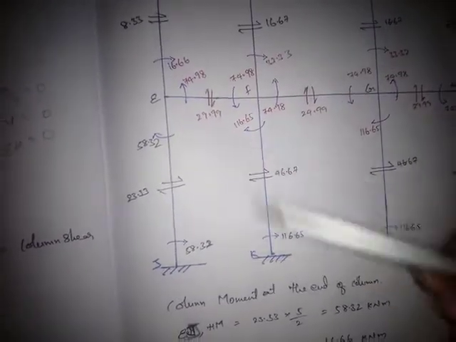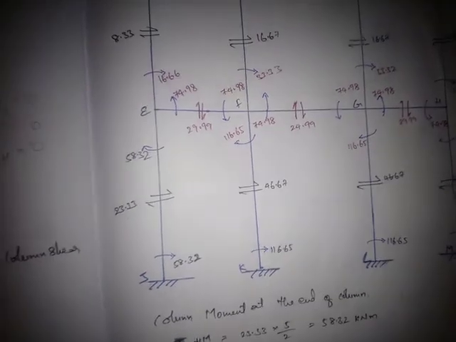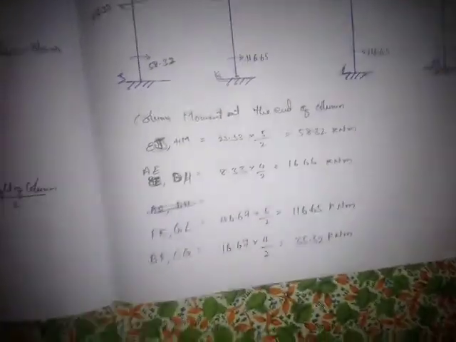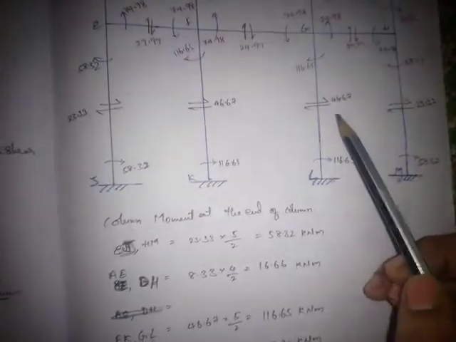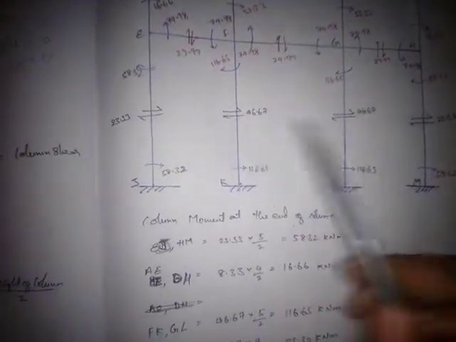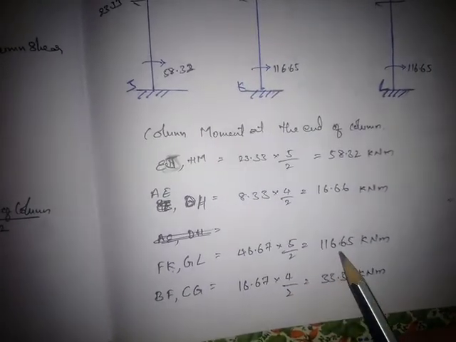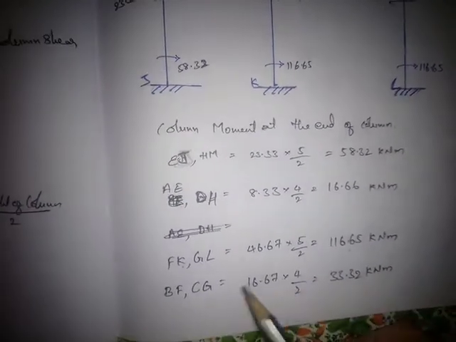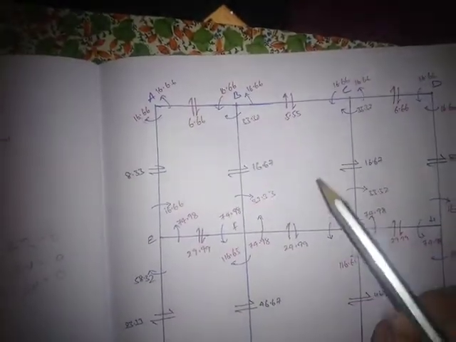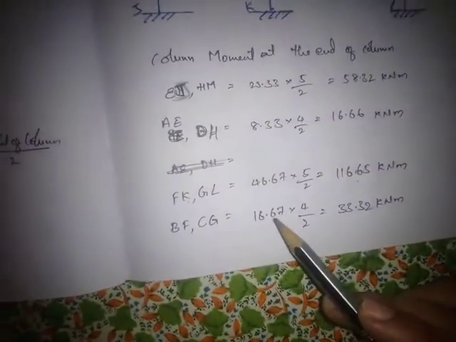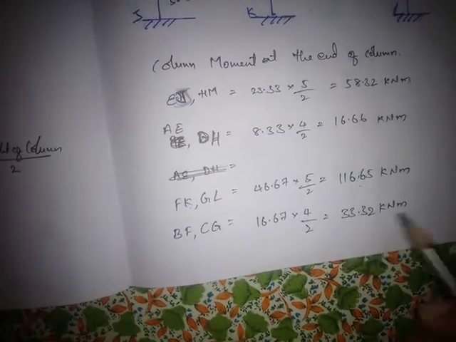Next, interior columns, that is FK and GL. FK is the bottom interior column and GL is the bottom interior column. So for that, the column shear is 46.67, that is 2P2 into 5/2, that is 116.65. Okay, and BF and CG are the top story internal columns. So for them, that is 16.67 into 4/2, that is 33.32 kilonewton meter.